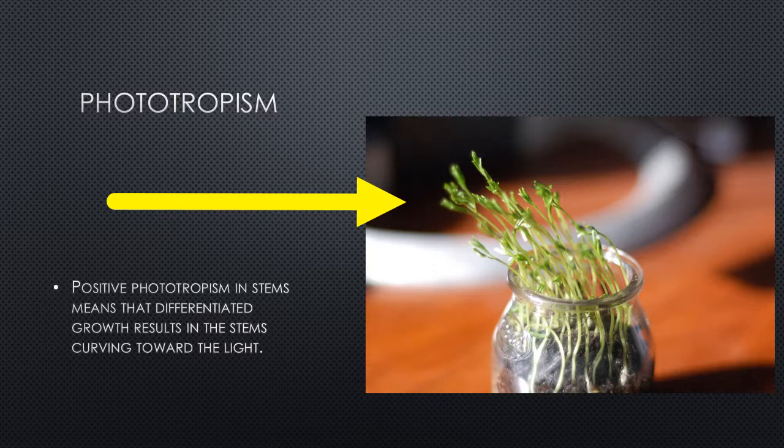Okay, let's start with phototropism. And we're going to look at phototropism in the shoots or the stems in particular. That just means that differential growth results in the stem growing toward a light source. So in this picture, that yellow arrow represents the direction that the light is coming from, and you can see the stems of this plant are all growing towards that light source.